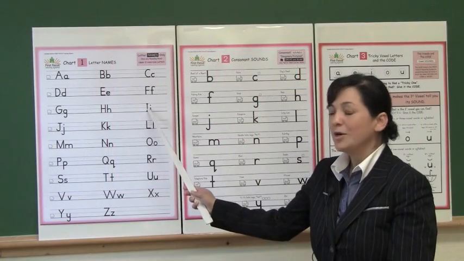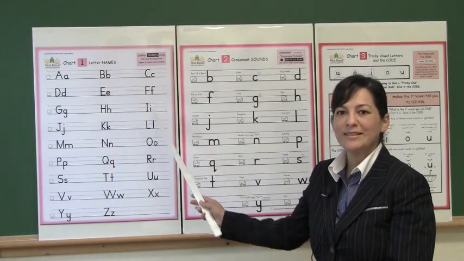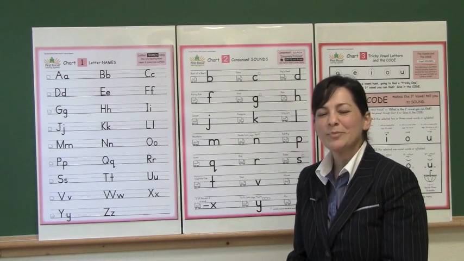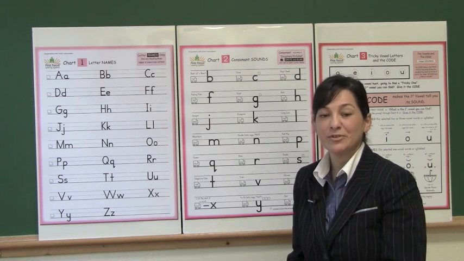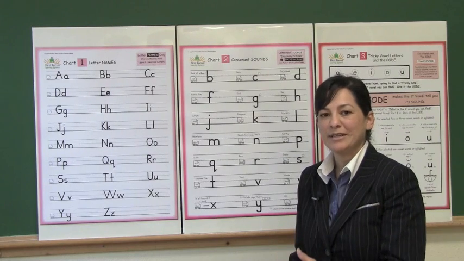So on chart 1, we teach students that letters have two jobs. They have a name and they have a sound. It's really important for students to be able to distinguish or differentiate between a letter name and a letter sound.